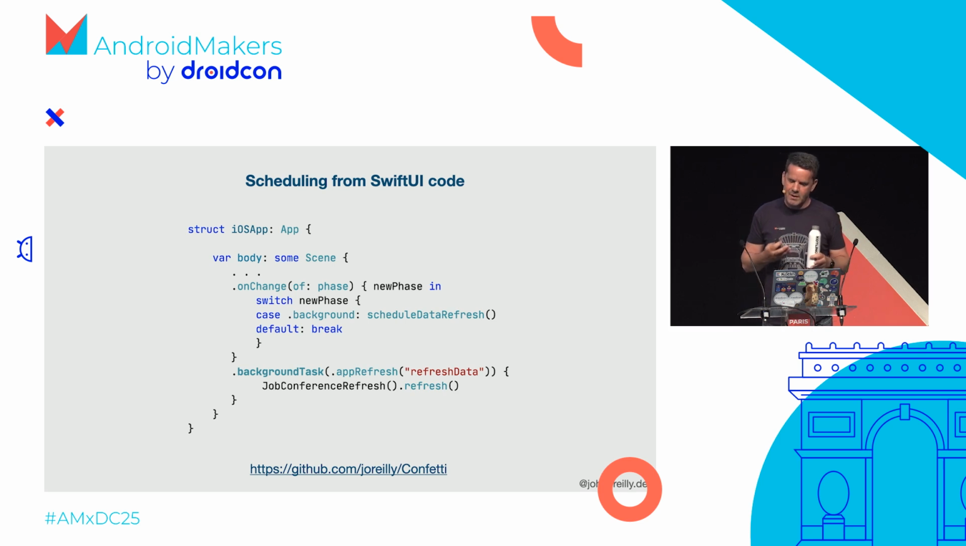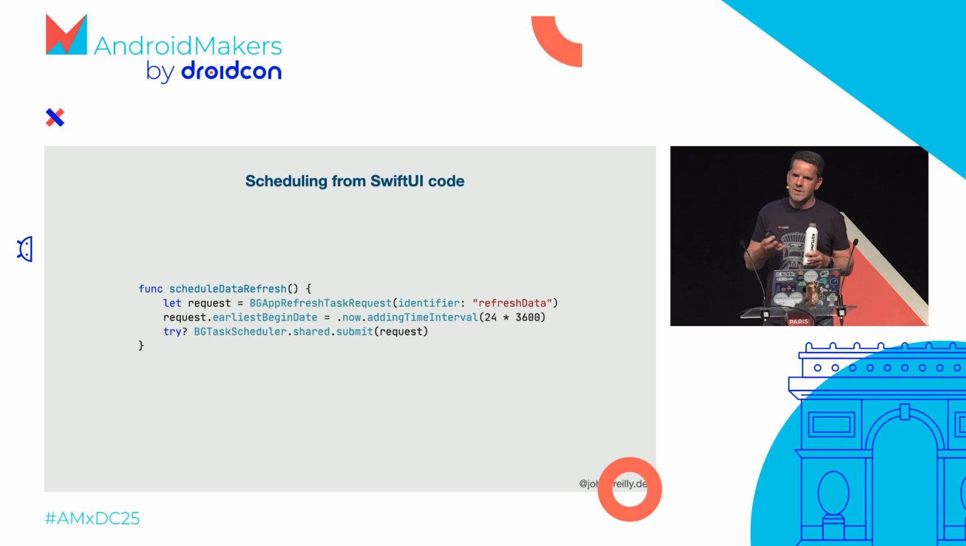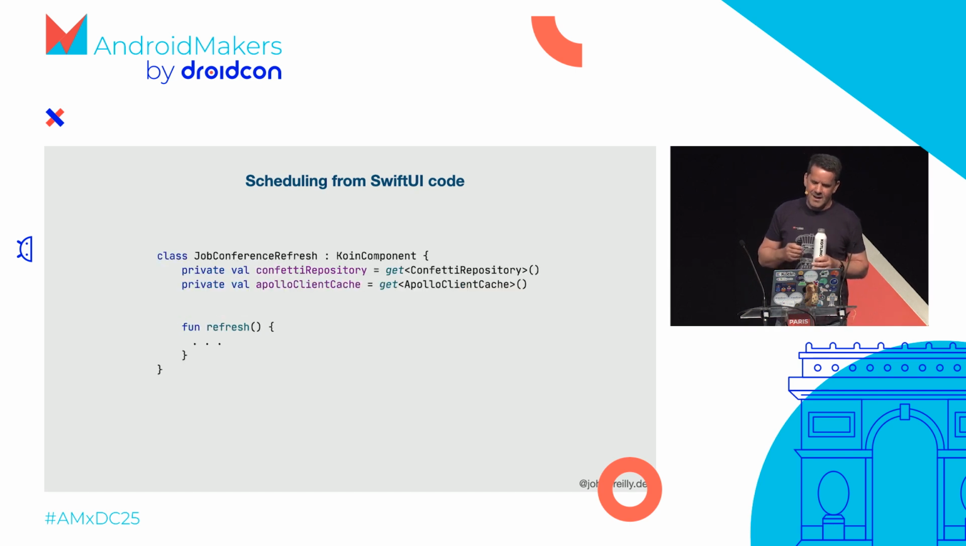When the app goes into the background, we schedule the refresh. That's done using this schedule data refresh method here, using BG task scheduler to schedule the request. Note that the refresh data string shown here is the identifier we added to the info.plist. Very important to remember to add that. And then showing a shell of the shared Kotlin code that the background task is invoking.